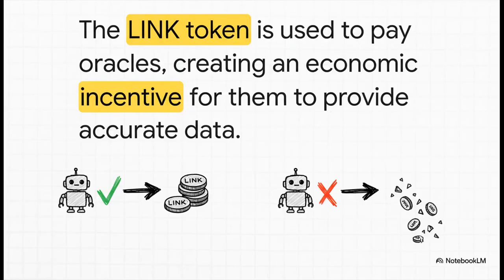Done. So, what stops these oracles from just lying? Well, that's where the LINK token comes in. It's all about economic incentives. Oracles get paid in LINK for providing good, correct data, but they also have to lock up their own LINK as a kind of security deposit. They've got skin in the game. If they provide bad data, they lose those tokens they staked. It's the fuel that keeps the entire network trustworthy.